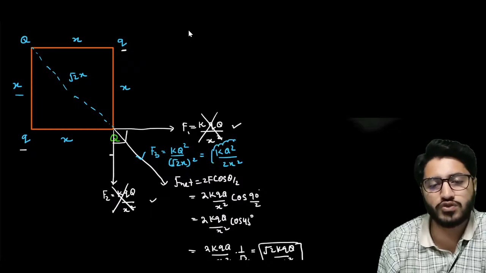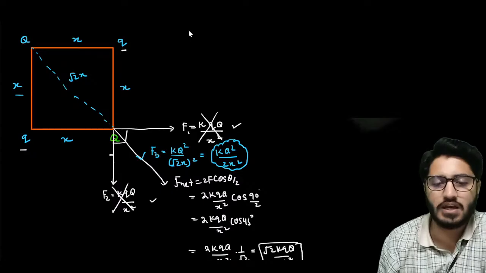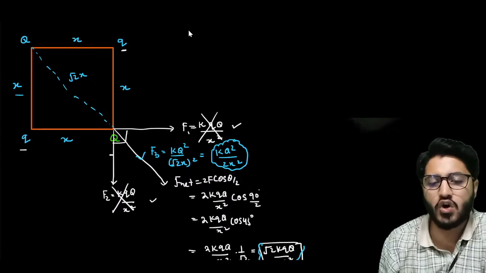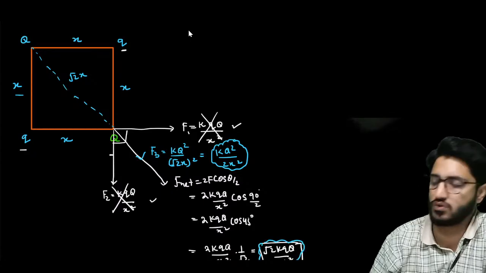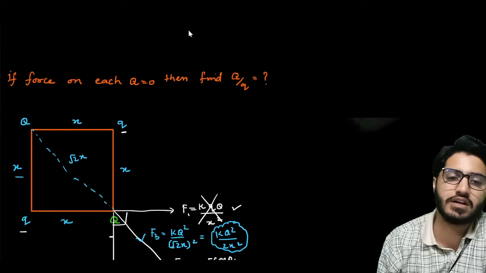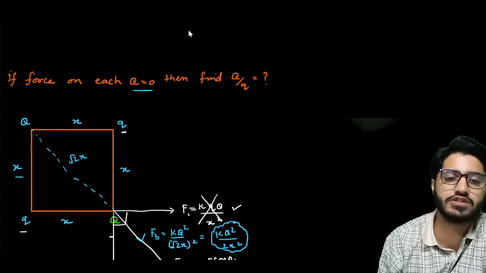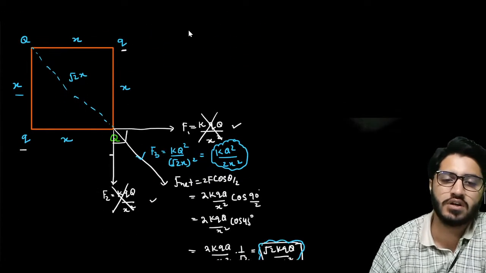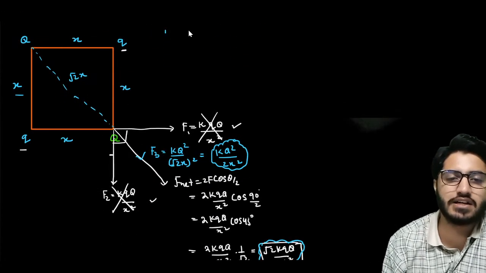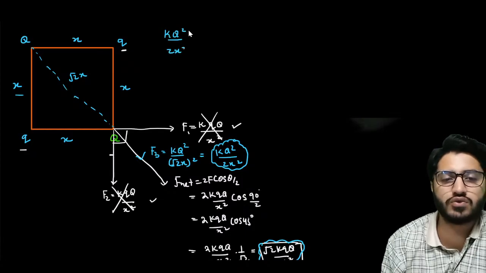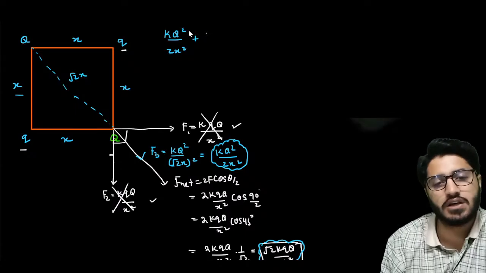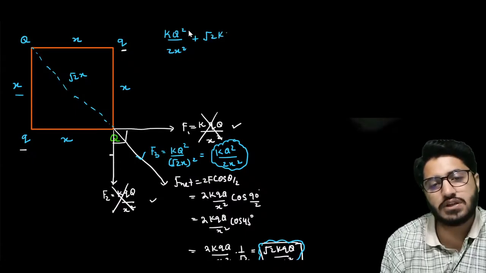Now we have two forces, one force this one, and one force this one. According to the question, the net force is 0. Look here. Net force is 0 on this one. So I can write here, sir, it will be equal to kq squared divided by 2x square plus root 2 times kq whole divided by x square.